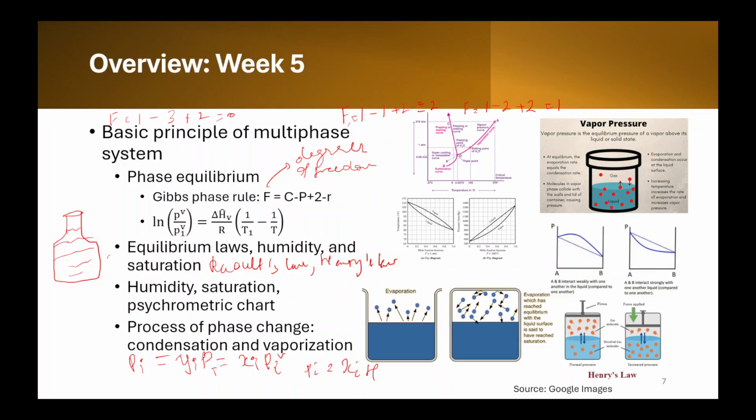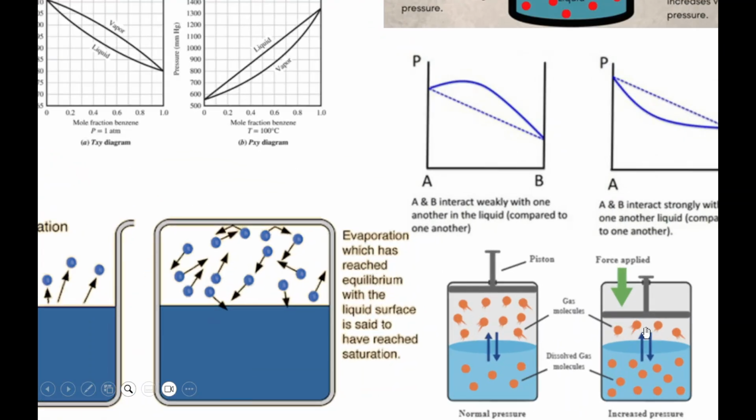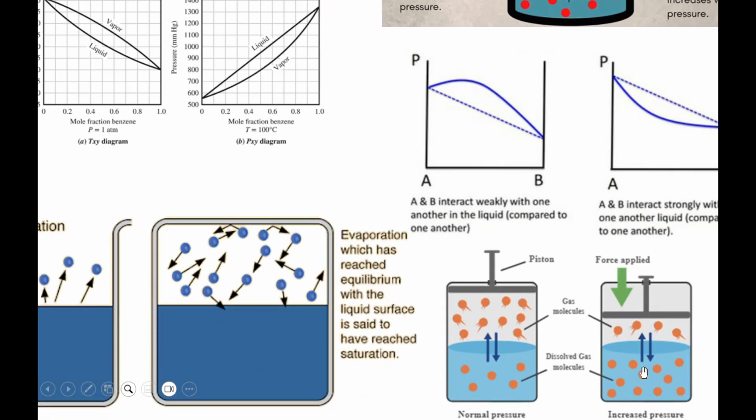How much this gas will dissolve into this liquid will depend on the partial pressure of the gas just above this liquid. So this is directly proportional, and this is what is given by Henry's law, which is shown here. If you keep on increasing the pressure, more of the solute, which here means the gas, will try to dissolve in your liquid.